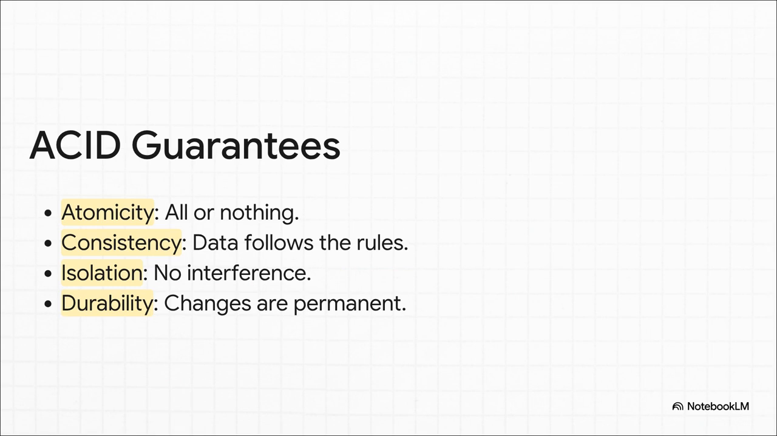Now that sounds technical, but it's pretty simple. Atomicity means the whole transaction happens or none of it does. Consistency means your data always has to follow the rules you've set. Isolation means if two transactions happen at once, they don't mess each other up. And durability? Well, that just means once the transaction is done, it's saved forever. This is exactly why SQL is the undisputed king for things like financial systems.